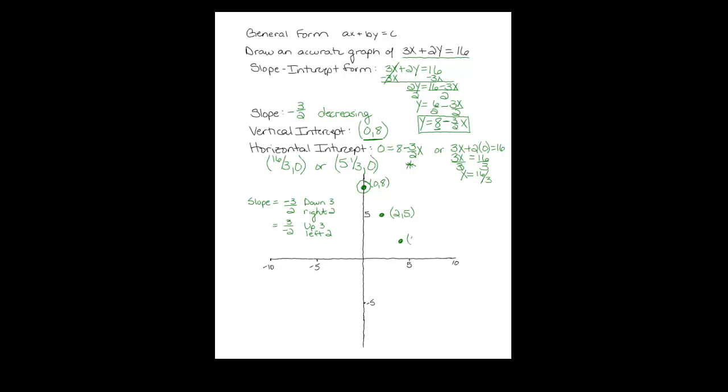Now we are at, let's see, 4, 2. Again, down 3, right 2. Now we are at 6, negative 1. Down 3, right 2. Now we are at 8, negative 4. Down 3, right 2. Now we are at 10, that looks like negative 7.